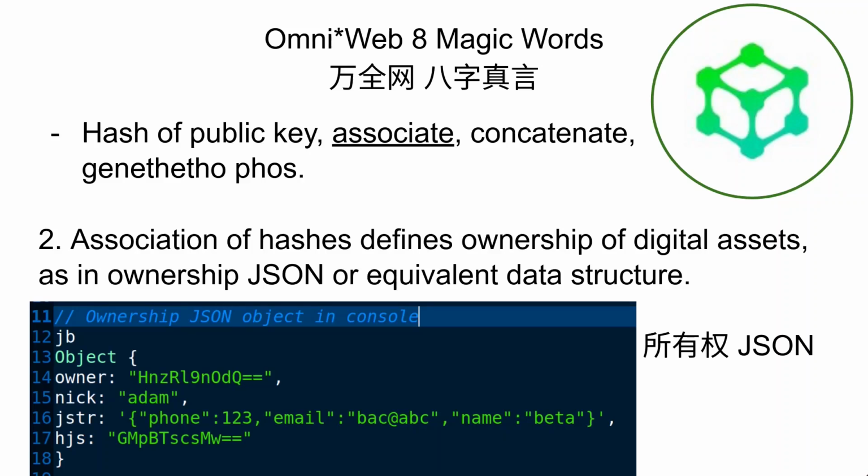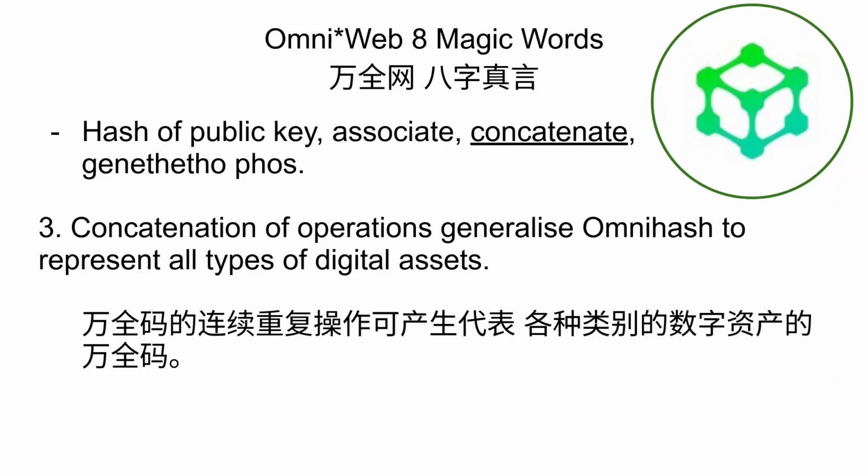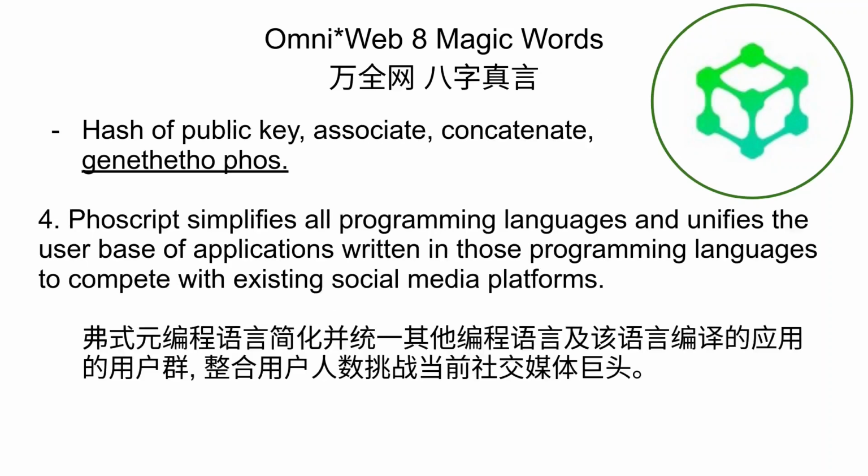Association of hashes defines ownership of digital assets, as in ownership JSON or equivalent data structure. Concatenation of operations generalizes Omnihash to represent all types of digital assets. FOSScript simplifies all programming languages and unifies the user base of applications written in those programming languages to compete with existing social media platforms.